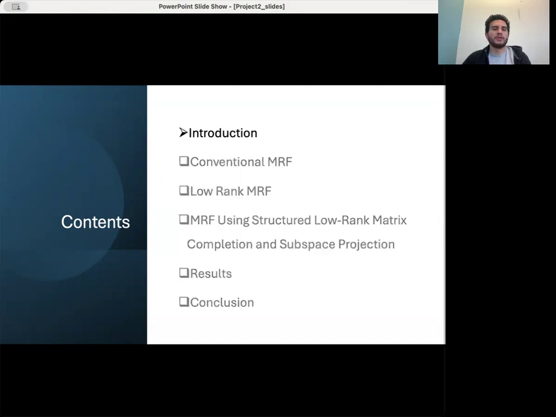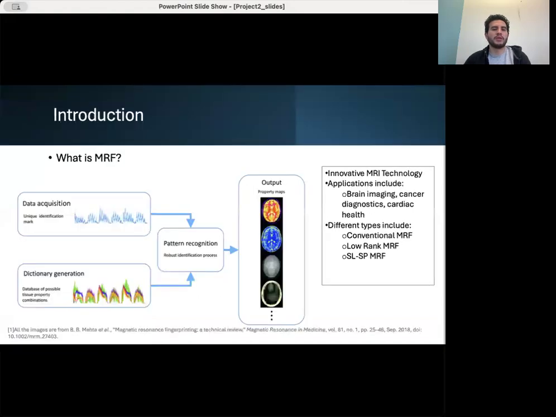First of all, we would like to start with the introduction, which is: what is MRF? MRF is an innovative MRI technique that combines advanced data acquisition with dictionary generation and pattern recognition to map different tissue properties. It has a wide range of applications, including, but not limited to, brain and musculoskeletal imaging, cancer diagnostics, and cardiac health.